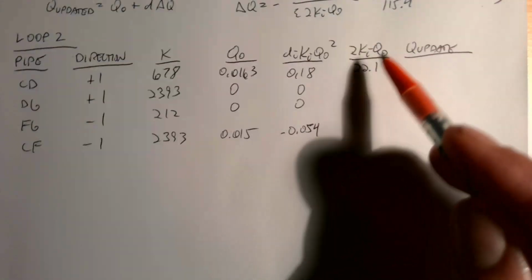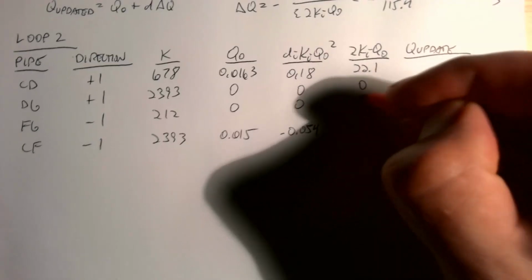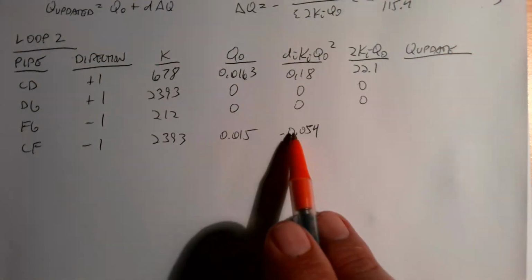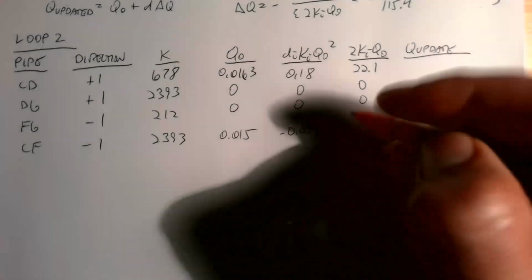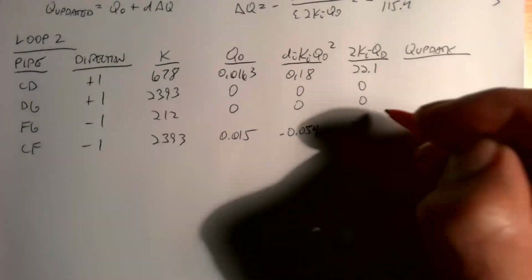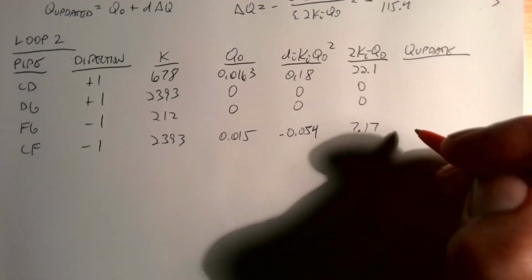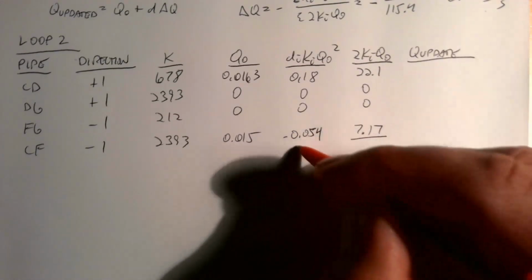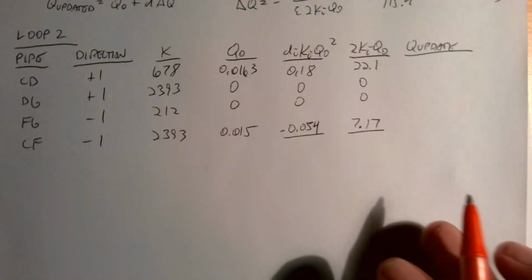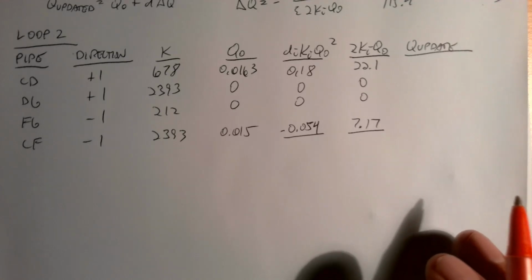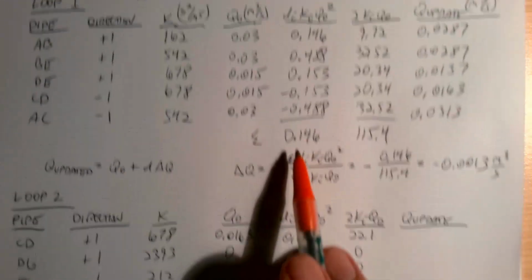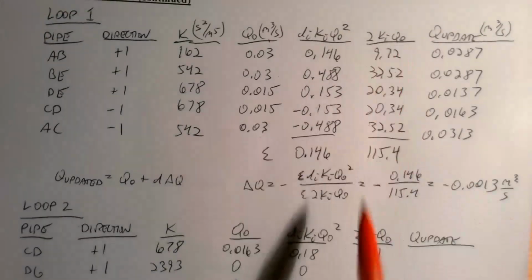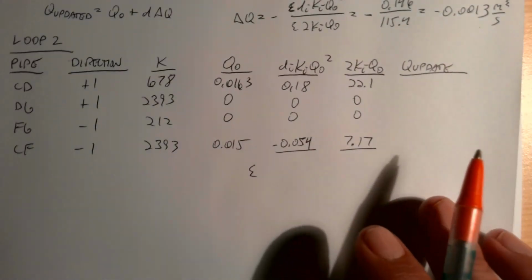And then we need to compute our 2 times k times q0, and so 2 times this times that, 22.1. These once again have q0 in them, so they're just going to be 0. And then here we have 2 times the product of those two, which is 7.17. And if I then add those up, just like I did up here, I need to compute my summation of the two terms in order to figure out my correction factor.